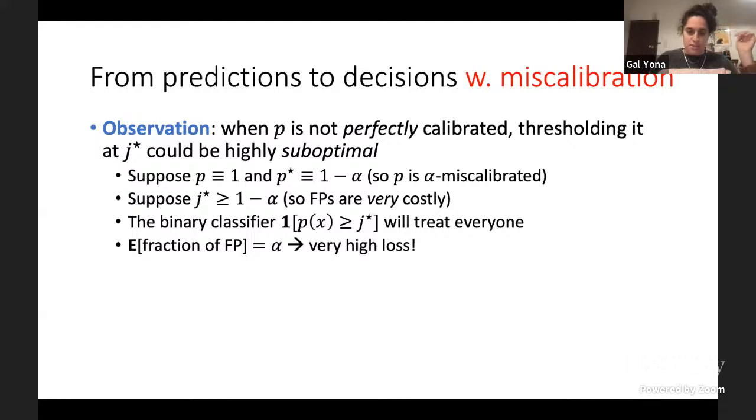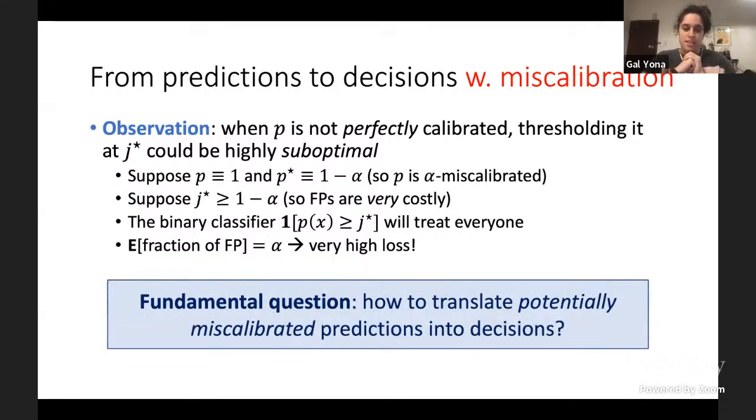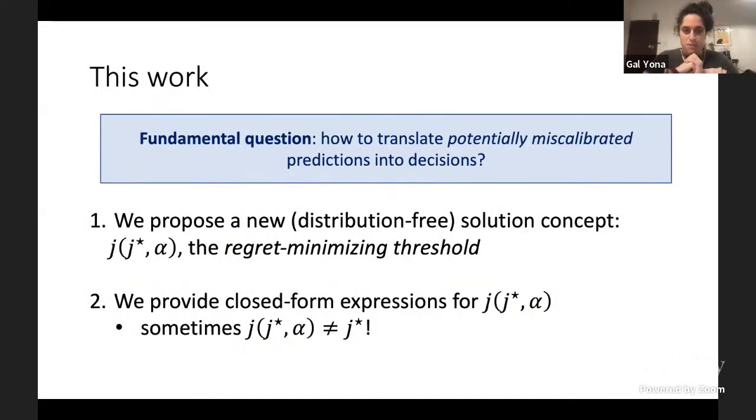So with this intuitive example in mind, we think this raises a very fundamental question: how do you translate potentially miscalibrated predictions into binary decisions? I'll give an overview of our contributions here, and I'll go into a bit more depth soon. Basically, we propose a new solution concept for how to go about this question.